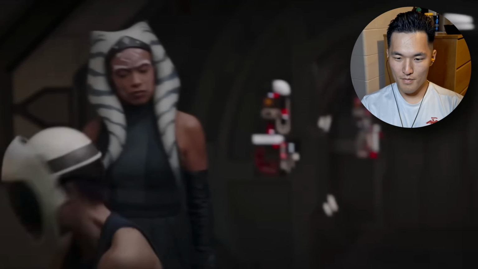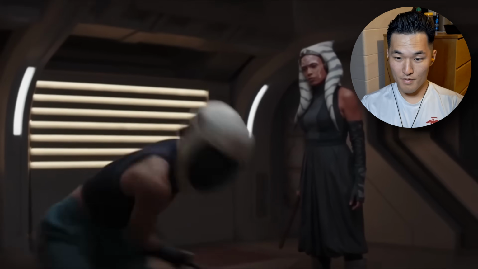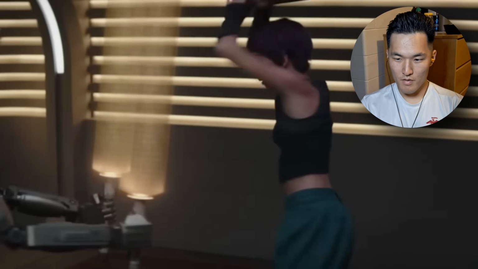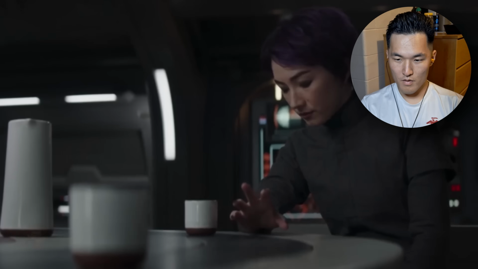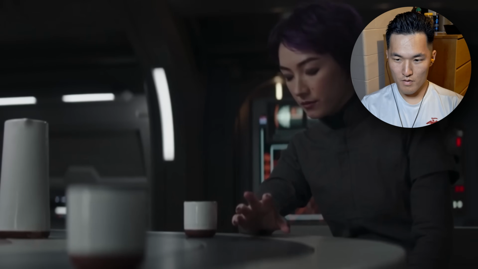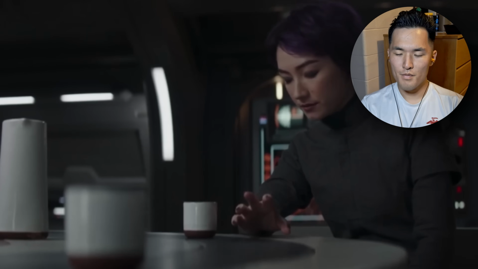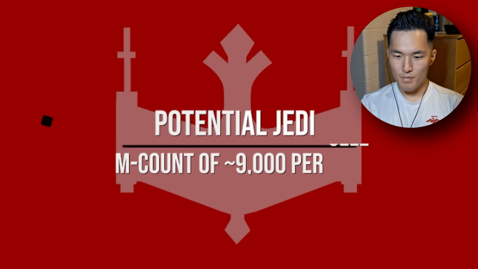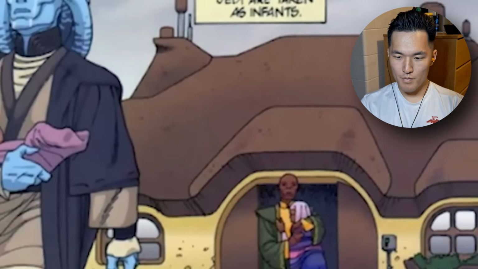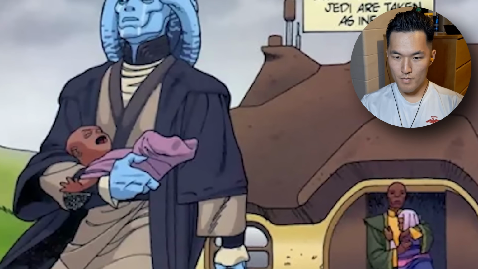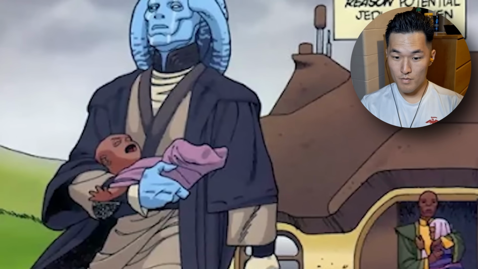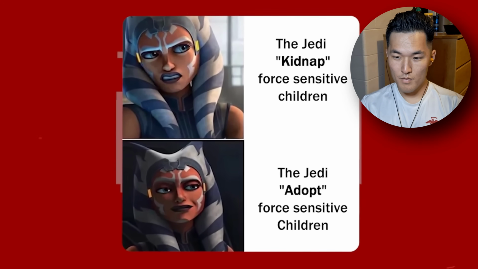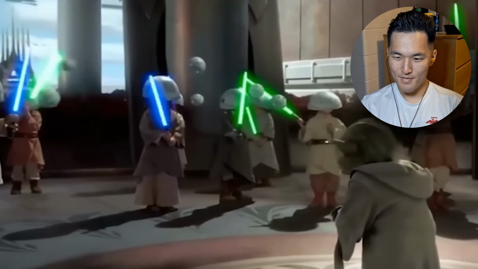Finally, there's Sabine Wren. Despite being trained as Ahsoka Tano's apprentice, it's revealed by the lightsaber architect droid Huyang that her force aptitude was so low that the Jedi Order would have never accepted her for training. Those that would actually be accepted into the Order fit in the potential Jedi level, with an M count of about 9,000 per cell. During the time of the Galactic Republic, if a child was found to have a midichlorian count in the 8,000 to 9,000 range, they would be kidnapped, recruited, and brought to the Jedi Temple on Coruscant.